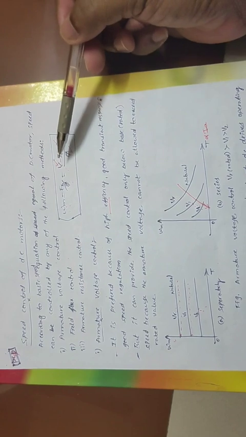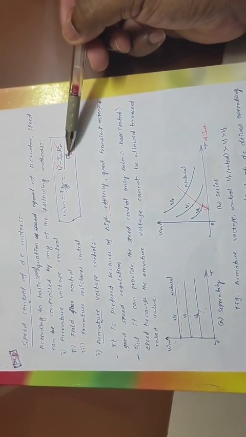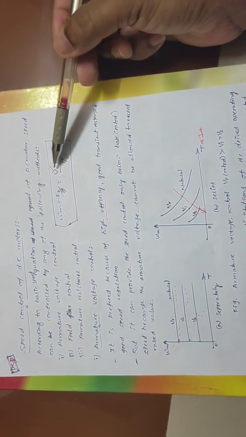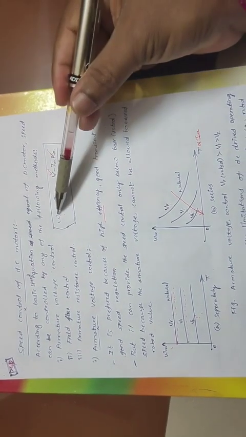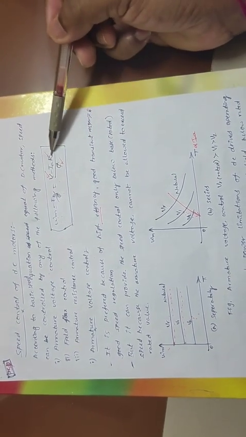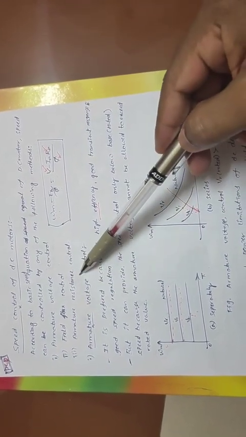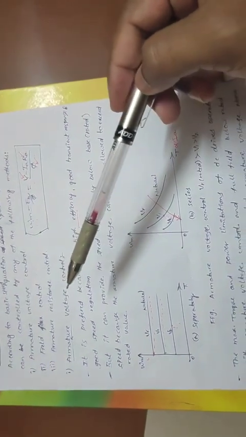According to the basic equation, that is omega m is equal to Eb by phi, which is equal to V minus IaRa by phi. As per this equation, the speed can be controlled by using these three variables. Speed omega m is controlled by using three variables, that is voltage, armature resistance and field flux. That's why there are three methods: one is armature voltage control method, field flux control method and armature resistance control method. We'll see one by one.